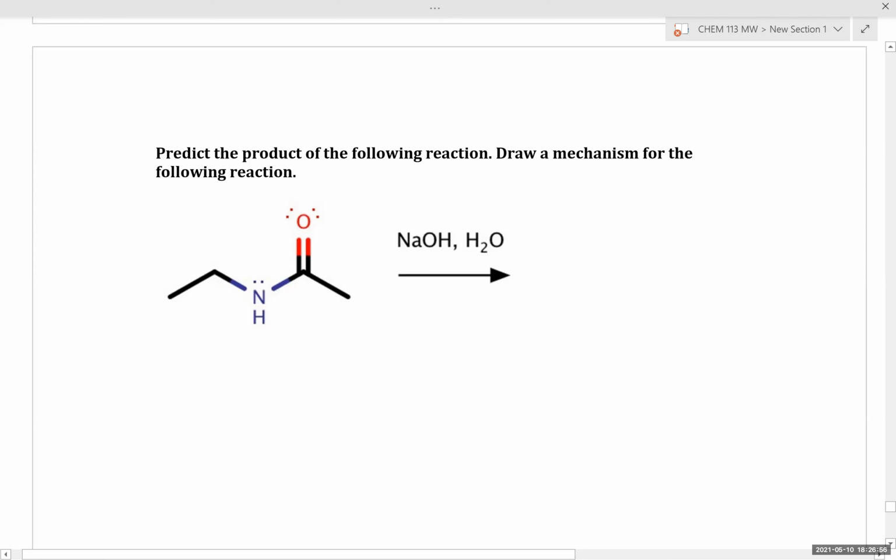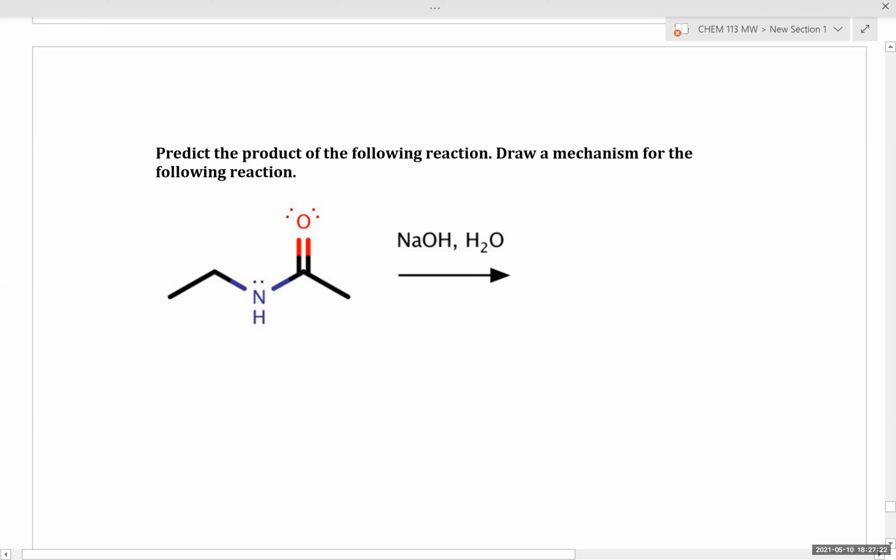So in this case, we're treating an amide with sodium hydroxide. So are we dealing with acidic or basic hydrolysis conditions? What do we think? Acidic or basic conditions? What does the class think? Basic conditions, yeah. So based on that, we have our nucleophilic equivalent of hydroxide.